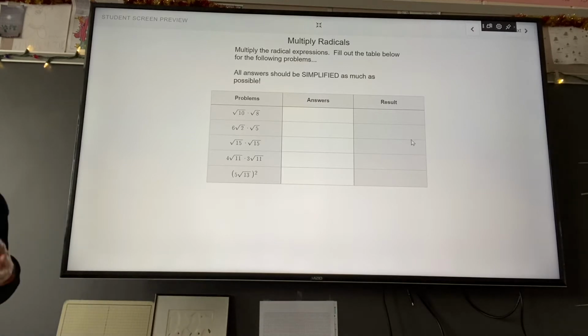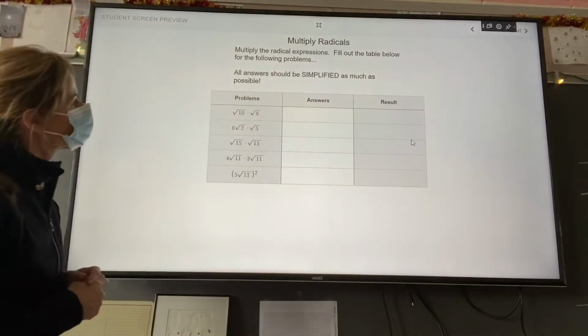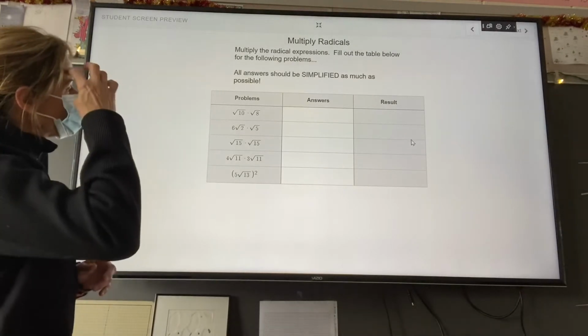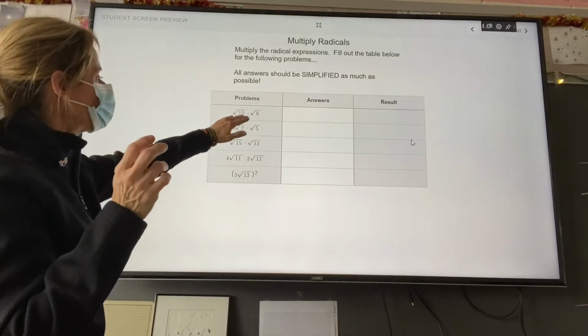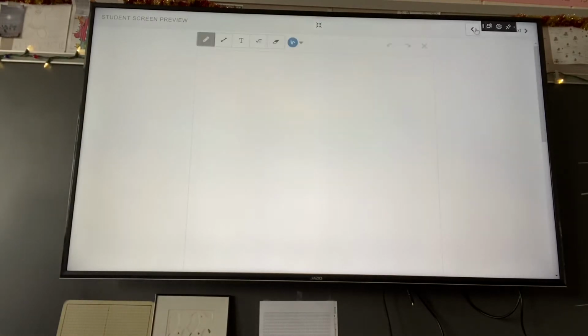Now we're going to review how to multiply radicals. We're going to need this in just a minute. First we're going to learn how to multiply the square root of 10 times the square root of 8. I'm going to go back a slide so I can write. Square root of 10 times square root of 8. We can actually multiply what's under the radicals there, and we'll get the square root of 80.